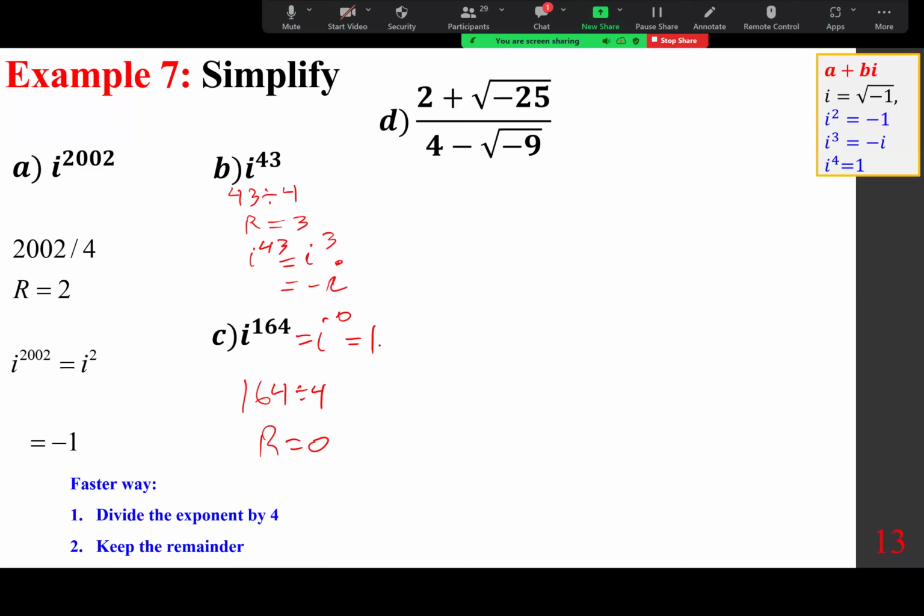Now, if they said simplify, divide, or write it in standard form, they all mean the same thing. You have to answer as a plus bi. So this is 5i, this is 3i. So 2 plus 5i over 4 minus 3i. That's the first thing you do. And now the methodology is to multiply and divide by the complex conjugate of the denominator.